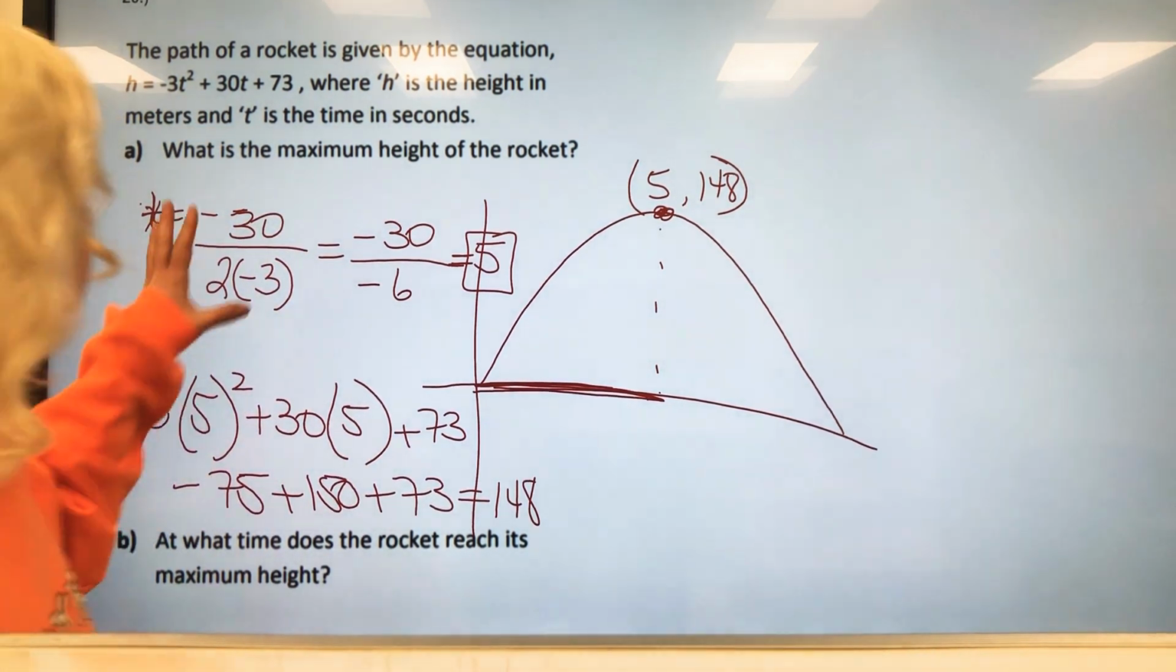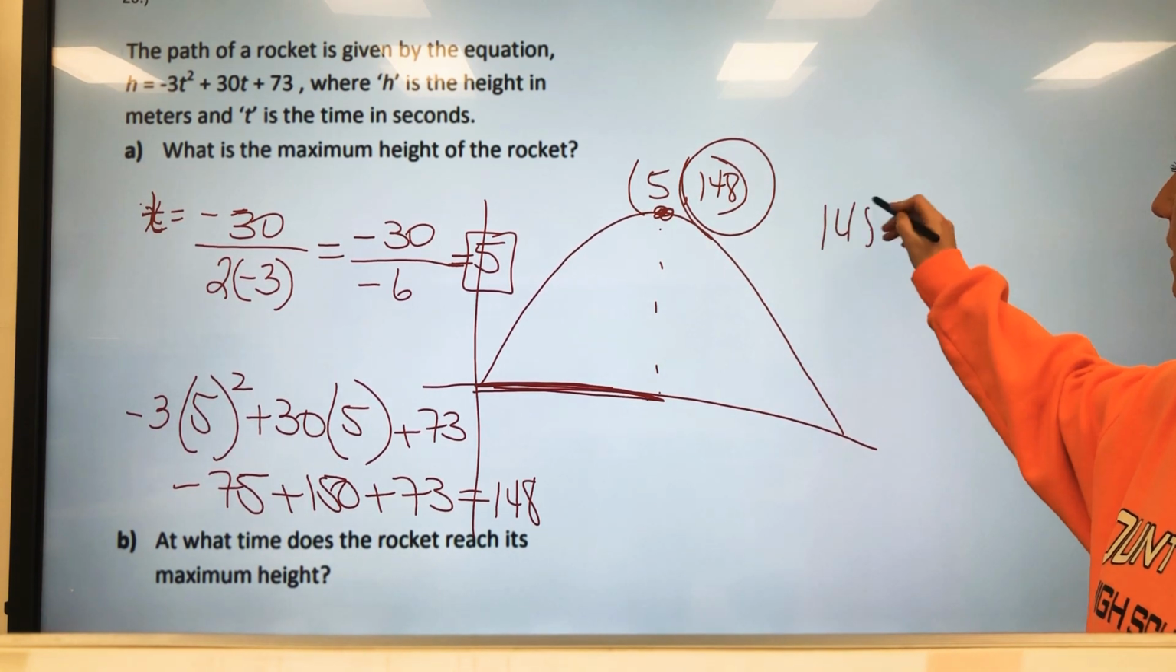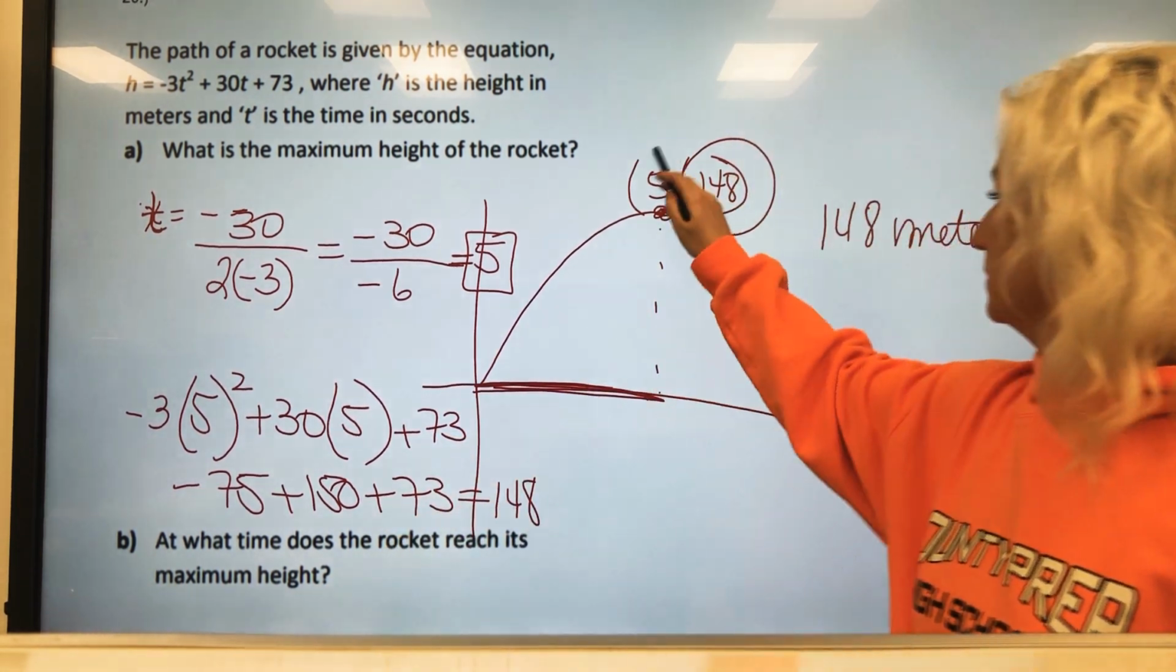Okay, so what is the maximum height? 148 feet, right? I'm sorry, meters, 148 meters. And at what time? 5 seconds.